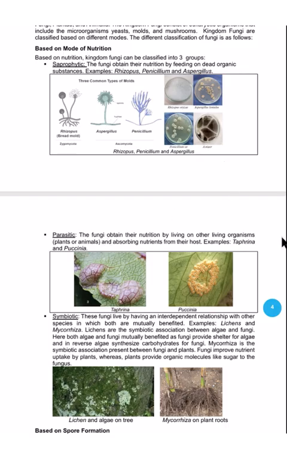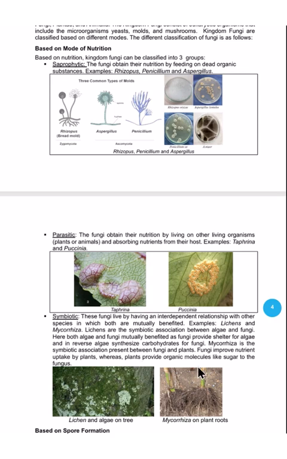The other type is the parasitic. Parasitic fungi live on living organisms like plants and animals. And as you can see here in the photo, these are leaves of plants. There are two examples of fungi, Taphrina and Puccinia. So they live on the leaves of plants, and they use the food found in these living leaves or trees for the benefit of the fungus. That's why we call them parasitic.